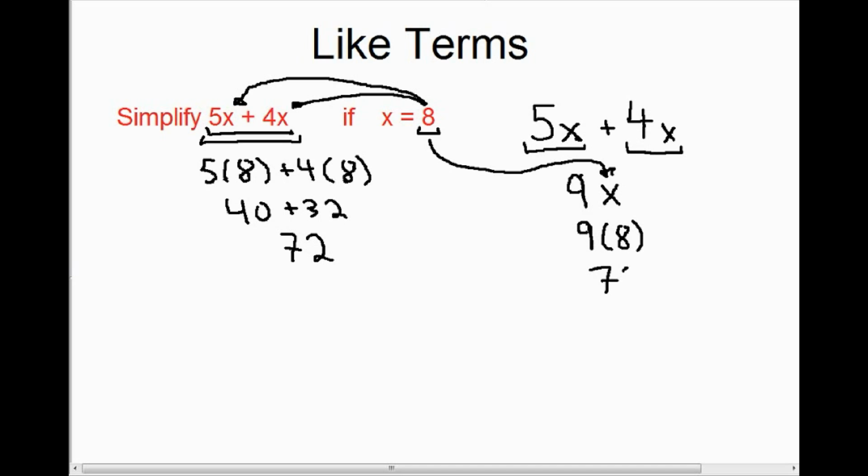But what you can see here is you're actually able to simplify this math sentence before you substitute in the value of the variable, because these two terms here are called like terms. And we're going to talk about why they're called like terms next.